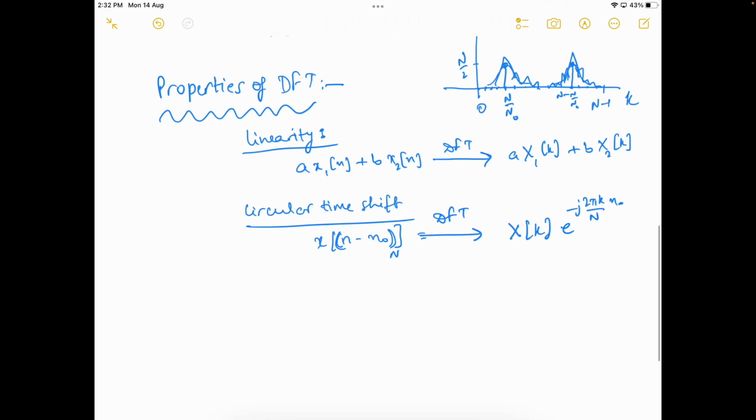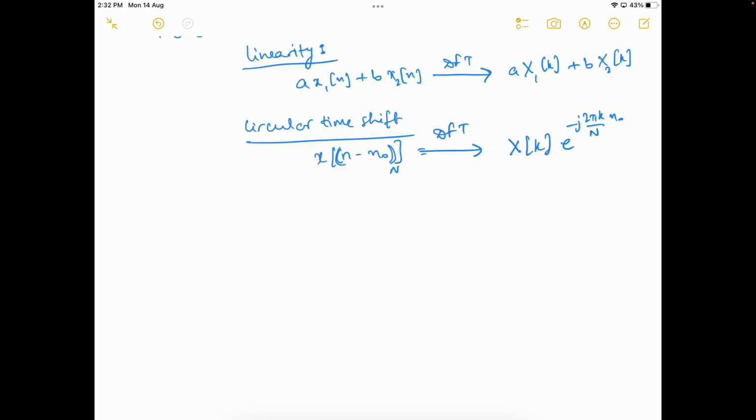You can prove it. The proof is not difficult. Should we do the proof? Or can you do it? Simply start from the basic formula of DFT. Then you know the formula for X[k] in terms of x[n]. Now you have to find the new X'[k], which is the Fourier transform of x[n - n0]. And you can very gracefully find out that it is actually equal to that by just assuming n - n0 equal to m and things like that.